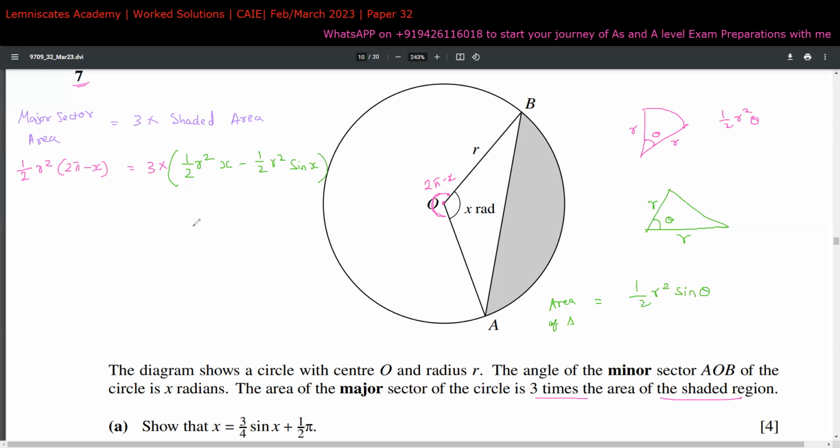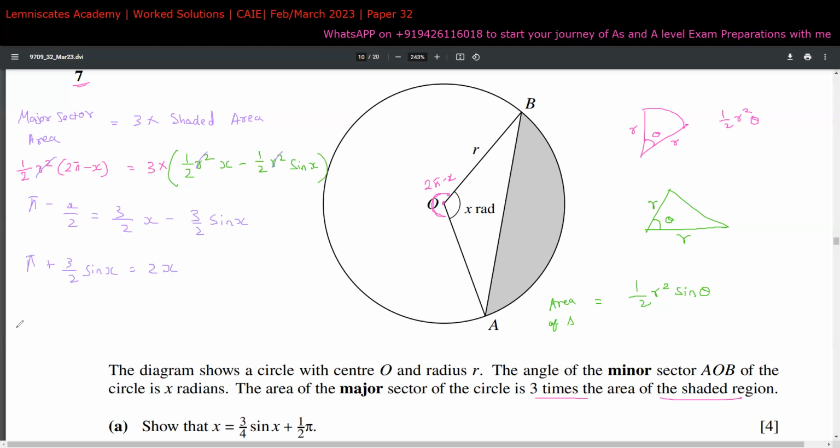So now we are just trying to get this form into this form, and we'll be done with the first part of this question. First of all, r square is common in all the terms, so I'm getting rid of it. And if I open the brackets, I'll be getting pi minus x by 2 is equal to 3 by 2 x minus 3 by 2 sine x. Now, if I try to take x on the same side, this will become pi plus 3 by 2 sine x is equal to 3 by 2 x plus x by 2. So 3 by 2 plus 1 by 2 becomes, I mean, 4 by 2. So that becomes 2, so 2x.